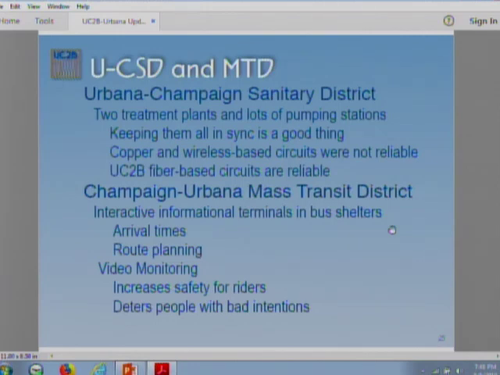The Mass Transit District was planning on doing some interesting things, and they're continuing to do that. They bought fiber throughout the community. When you're in a bus shelter, it's nice to be able to figure out when the next bus is coming by. Or if you're not familiar with the community, and you're sitting here and want to go there, to be able to figure out what that route's going to be. They have interactive terminals to do that, and those terminals need to talk back to the servers. Fiber helps that happen. Probably more importantly for a lot of people, they have video monitoring at a lot of the shelters now. If you're sitting there late at night, it's nice to know someone's watching, and hopefully that will deter bad people.